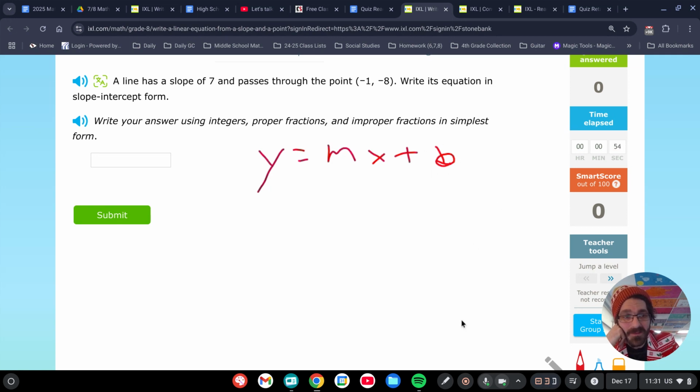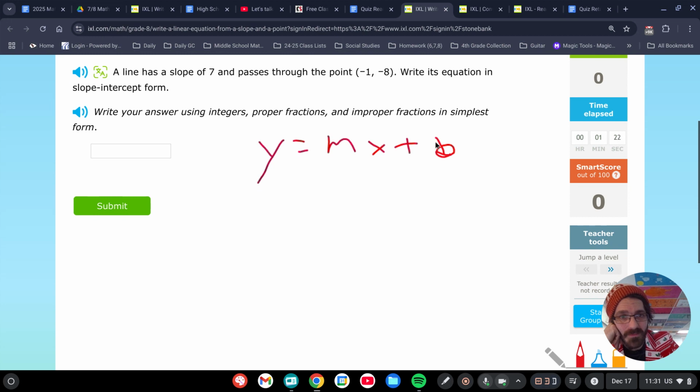We could graph this. It would take forever. I'm going to show you the easiest and the most efficient way to find the y-intercept. The way we do that is we plug 7 in for the slope. This is an x-coordinate, so we can put it in for the x. This is your y-coordinate, so we can put it in for the y. And then we have an equation with just one variable left, the b, and we can solve for that. Solve for b, and then we have the y-intercept, and then we can rewrite the equation in slope-intercept form.